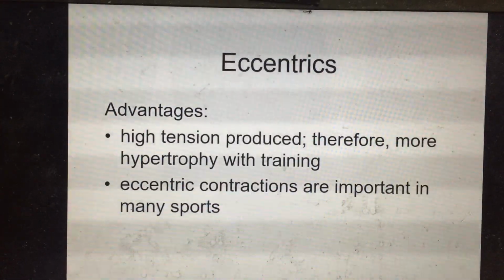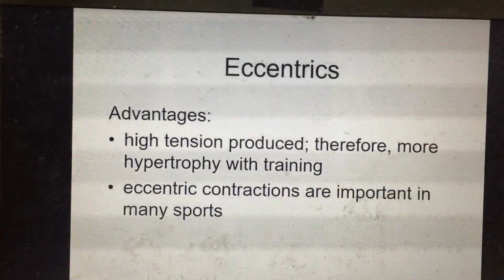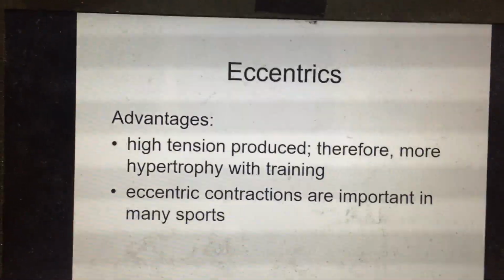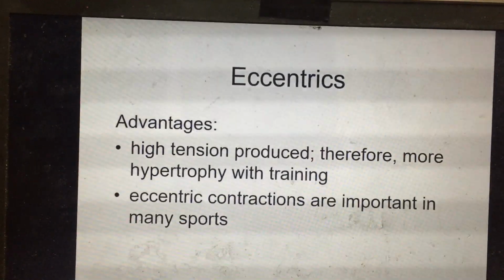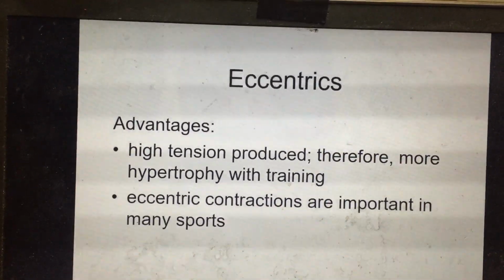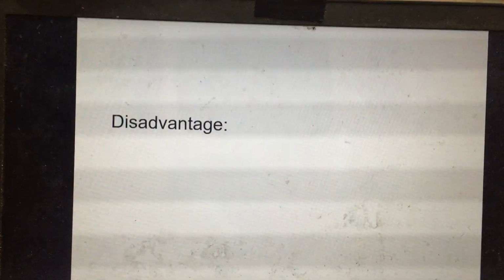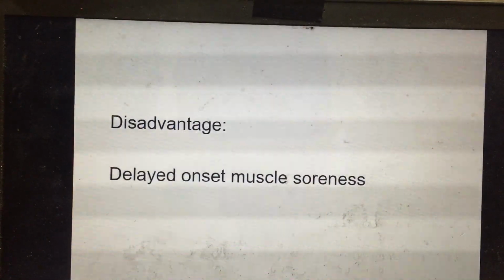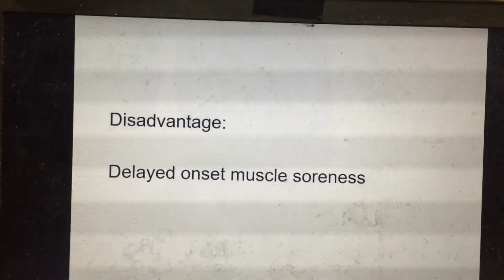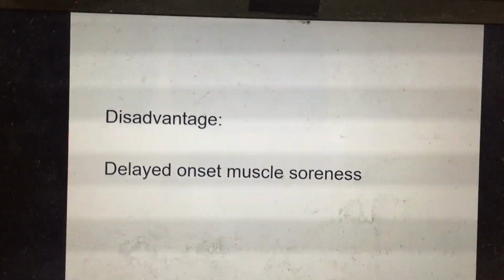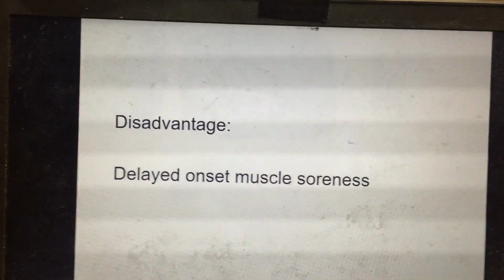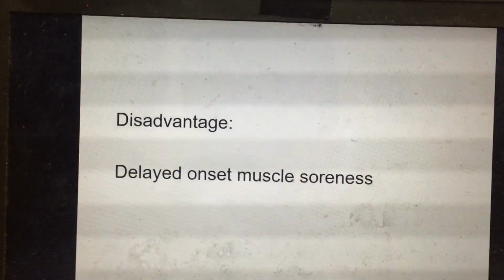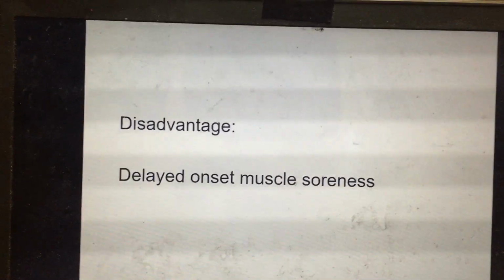So I covered that earlier in the course, how eccentrics can be important for sports that involve rapid changes in direction or high intensity landings. So that's why eccentrics are important. And again, the disadvantage of eccentrics is if you're not used to using eccentrics, you get this delayed onset muscle soreness. So you have to incorporate eccentric training carefully and very progressively when you start using it with a weight training program.